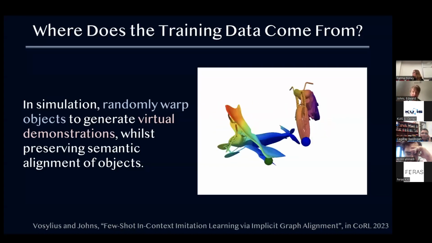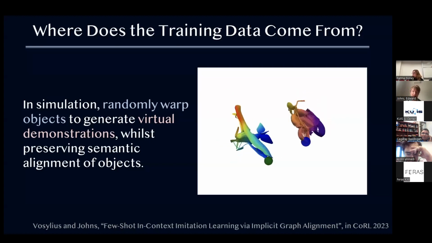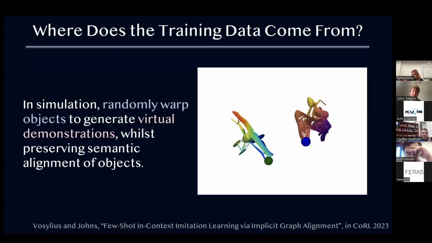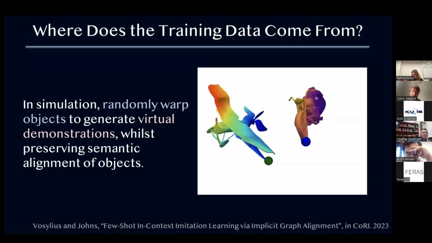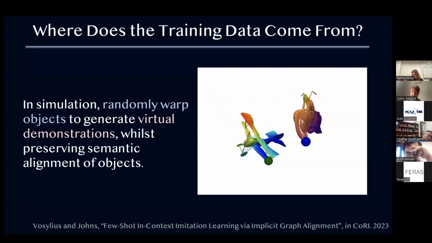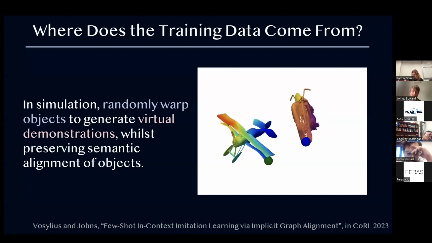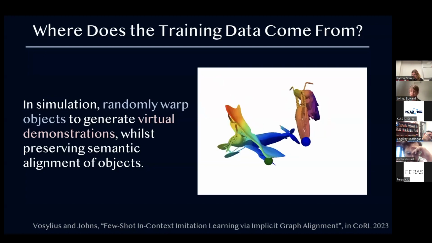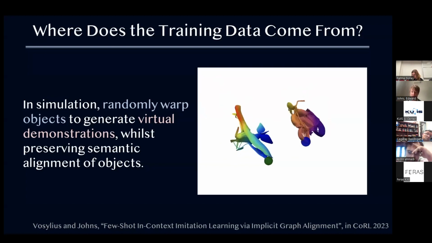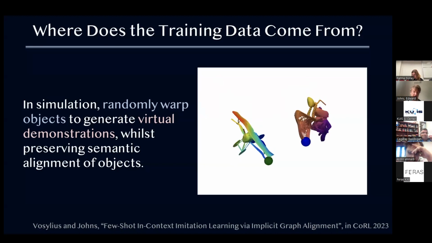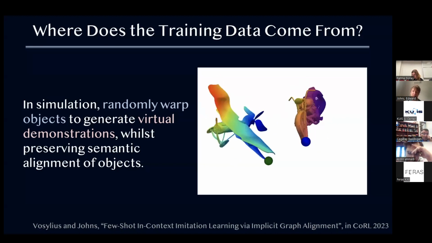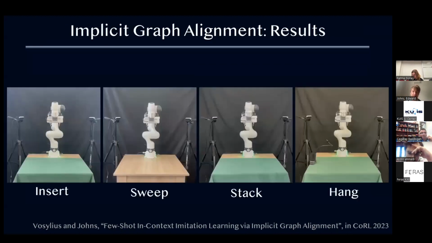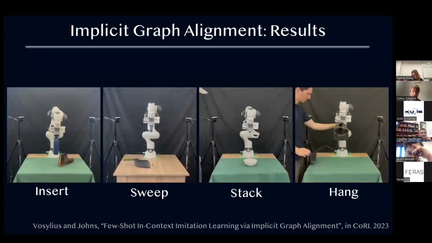Then we're going to fix a couple of points of those objects relative to each other and randomly warp the objects and generate different diverse training data. And then we're going to do that across lots of different objects. And we found that actually this is sufficient to give us a prior on how objects should be aligned given a few demonstrations of a task. And then here's some results across a range of different tasks.